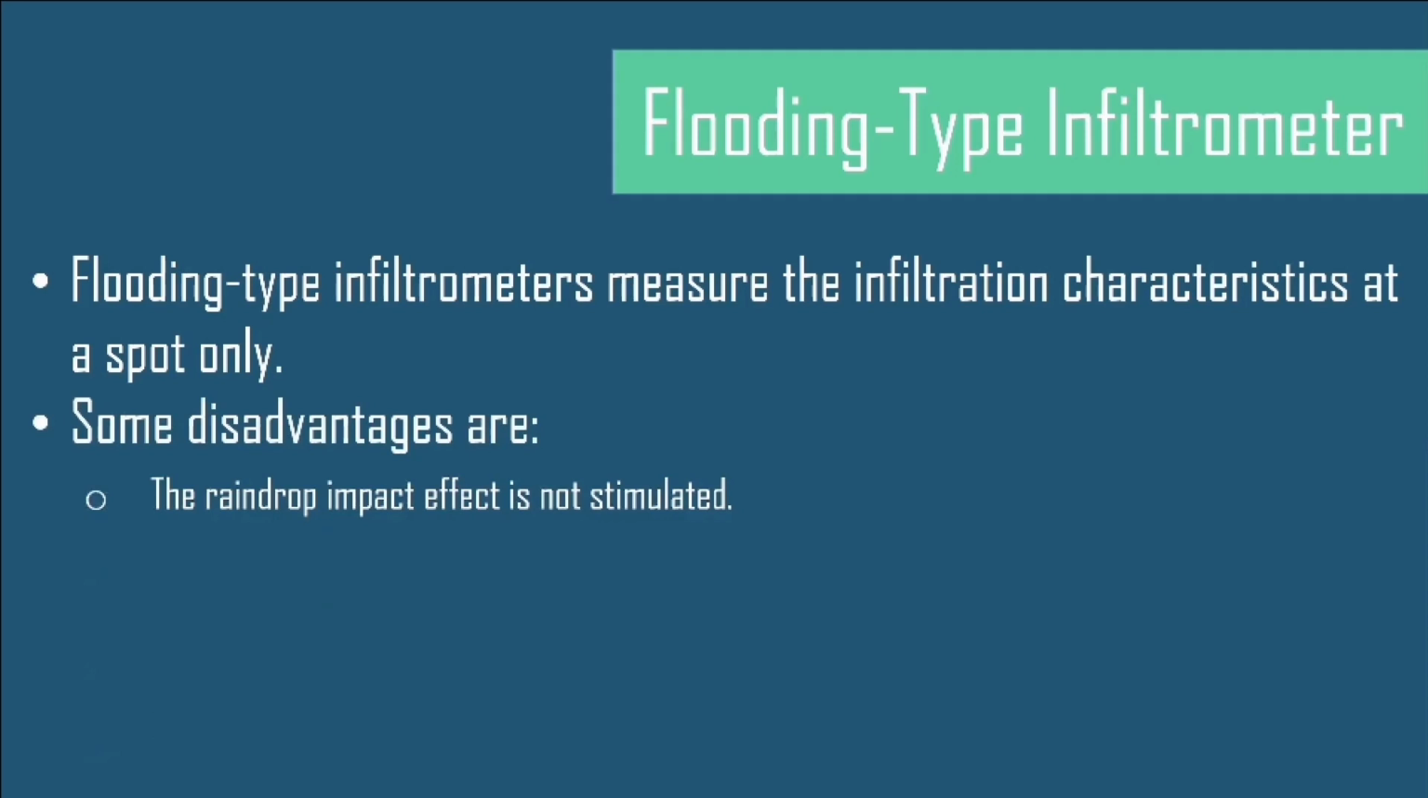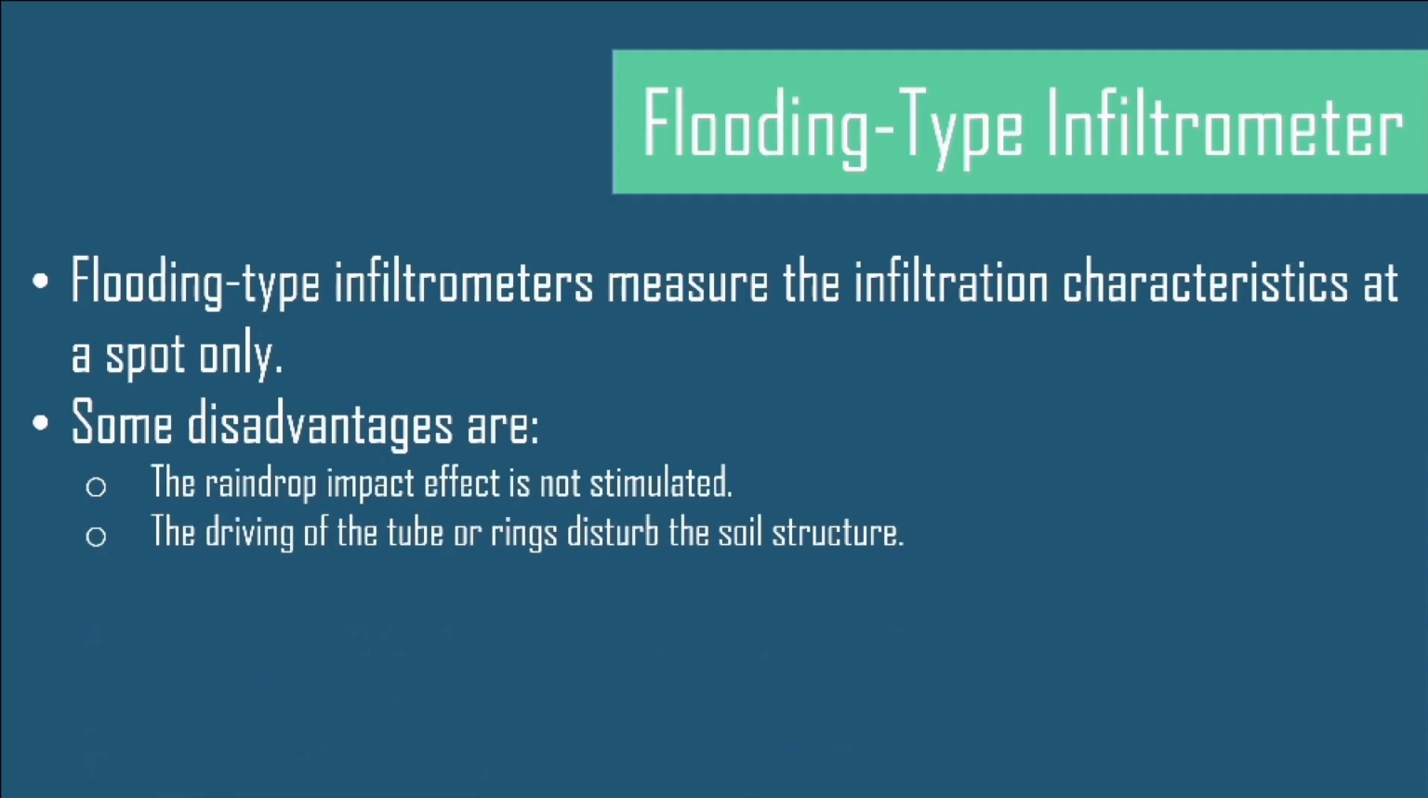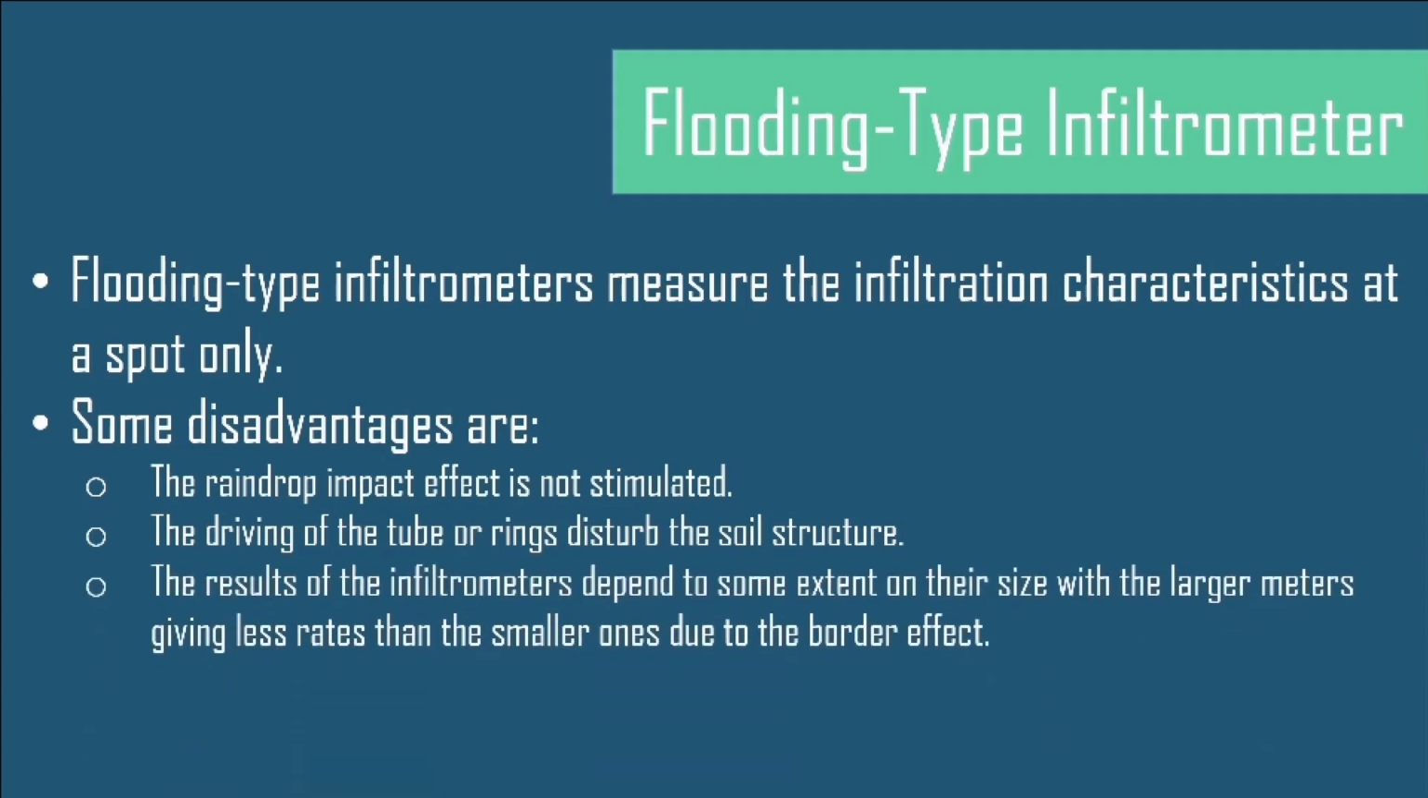Some disadvantages are: 1. The raindrop impact effect is not simulated. Number 2, the driving of the tube or rings disturbs the soil structure. And 3, the results of the infiltrometers depend to some extent on their size, with the larger meters giving less rates than the smaller ones due to the border effect.